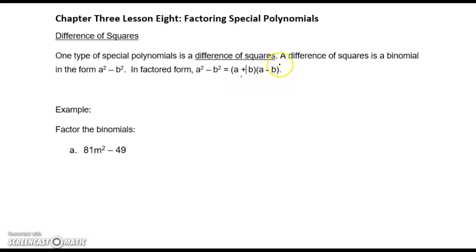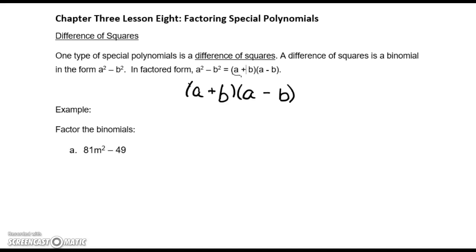To get to this factored form, we draw two brackets multiplying each other. Inside each of our brackets, on the left side goes our first term. We're going to square root it. So the square root of a squared is just a, and that goes on the left side. Then you square root your second term. So the square root of b squared is just b. That goes on your right side. Then you separate one side with a plus sign, and one with a minus sign. And then you will get your factored form.